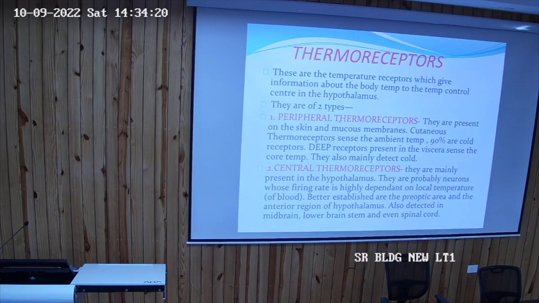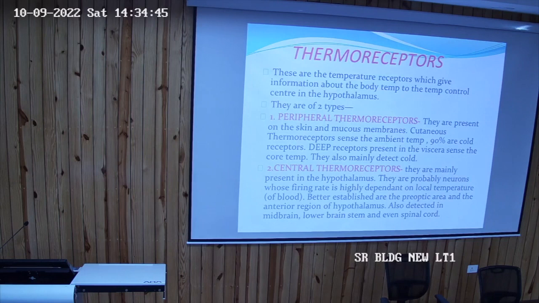Local temperature of what? Local temperature of the blood, the circulating blood. When the circulating blood reaches the hypothalamus, it sensitizes it. If the temperature of the blood reaching the hypothalamus increases, that will be read. If the temperature is less, that too will be detected.